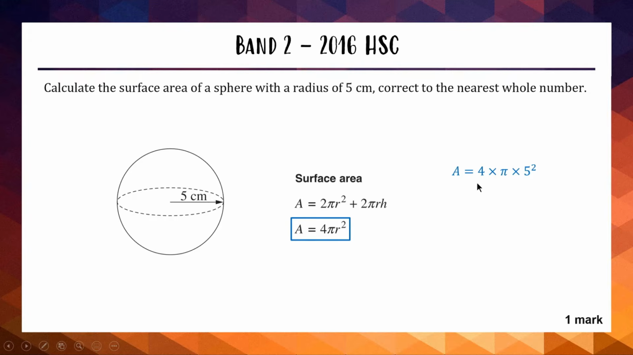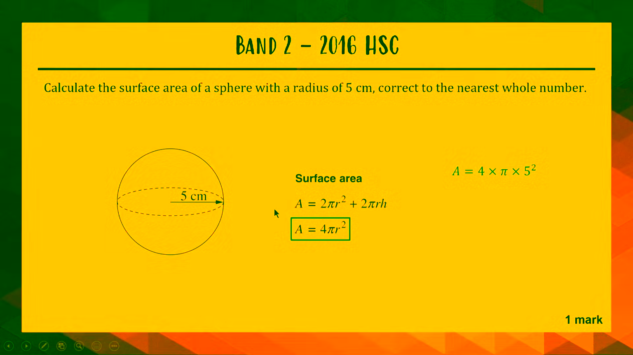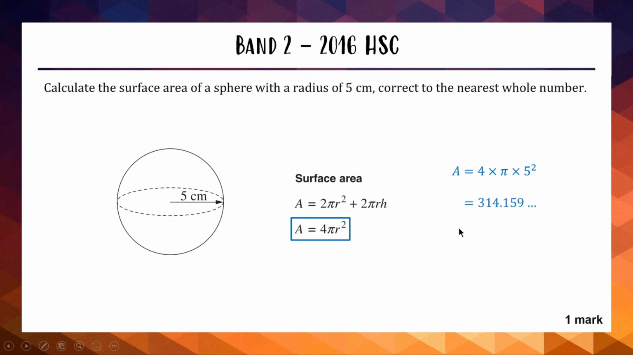We're going to be doing 4 times pi times 5 squared. Putting that through the calculator, we get about 314 point something. The question wanted the nearest whole number, so we'll say about 314 square centimeters for your correct 1 mark.